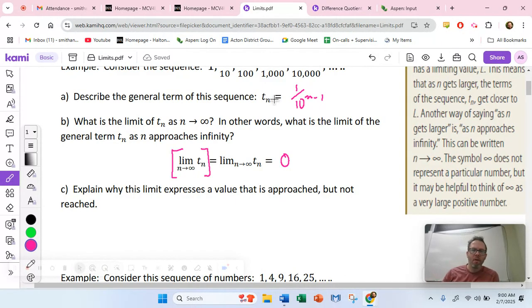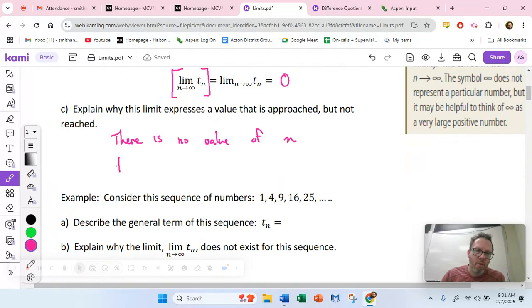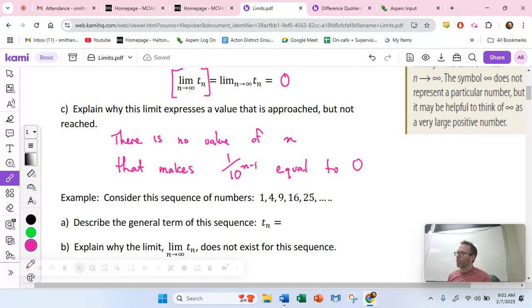In this case, I'll just say there is no value of n that makes 1 over 10 to the power of n minus 1 equal to 0. We get really close to 0, but we never get to equal 0. That's okay, because we're just talking about as n approaches infinity, the sequence would approach 0. It never equals 0, but it gets really, really close to 0.